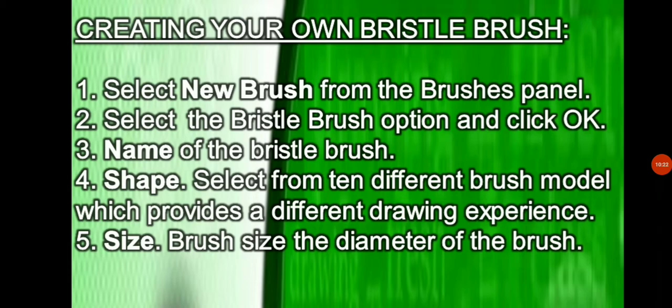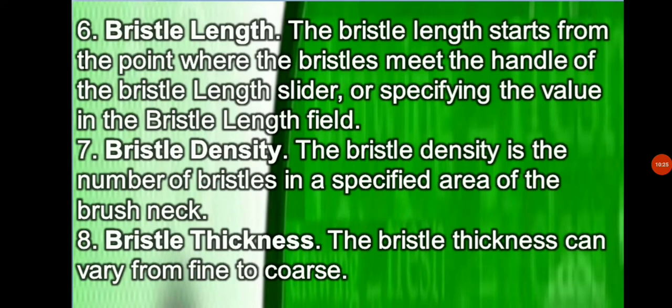6 is the bristle length. The bristle length starts from the point where the bristles meet the handle to the bristle tip. So the length of the bristles can be specified by dragging the bristle length slider or specifying the value in the bristle length field. 7, bristle density. The bristle density is the number of bristles in a specified area of the brush neck. 8, bristle thickness. The bristle thickness can vary from fine to coarse. Set the bristle thickness by dragging the slider or specifying the thickness value in the field.